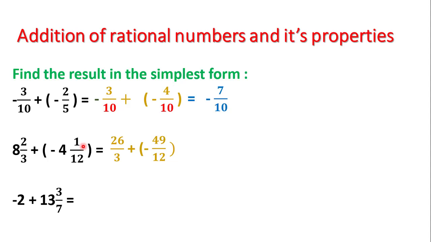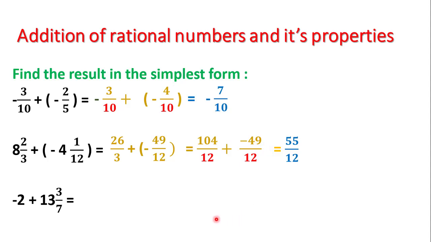Now I want to unify the denominator. Here we have 12 and 3. The lowest common multiple is 12. I multiply 3 times what to get 12? Yes, 3 times 4. So I multiply up and down by 4. I have 104 over 12 plus negative 49 over 12. Now I'll add 104 plus negative 49. The result will be 55 over 12, and also this is the simplest form.